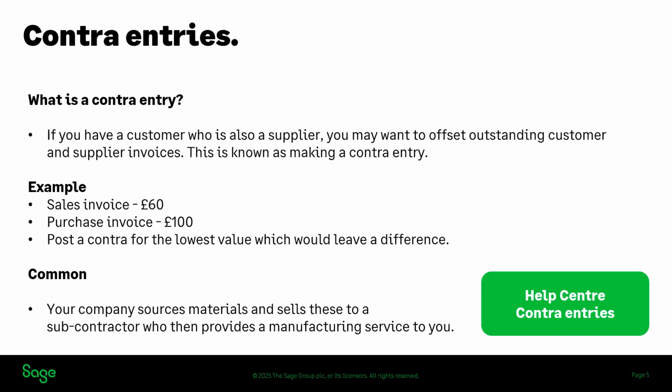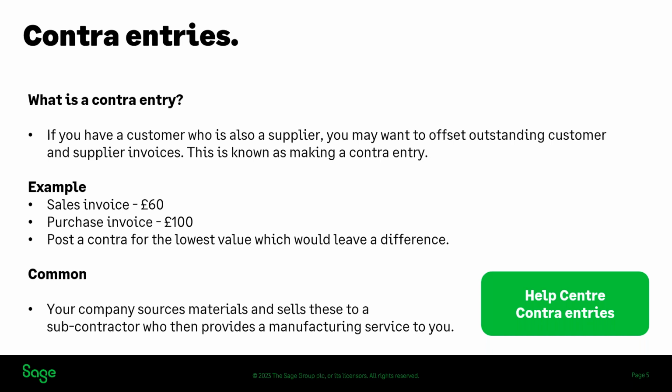Now they may be for the same value, they may not be. But the process of offsetting those outstanding balances is known as making a contra entry. So you're offsetting one against the other. As an example, let's say from a sales side, the customer account that you've got set up for that business has £60 outstanding, and on the purchase side, the supplier account, you've got £100 outstanding. Now, when you do a contra entry, it would be for the lowest of the two outstanding values. So in this case, it would be for £60.